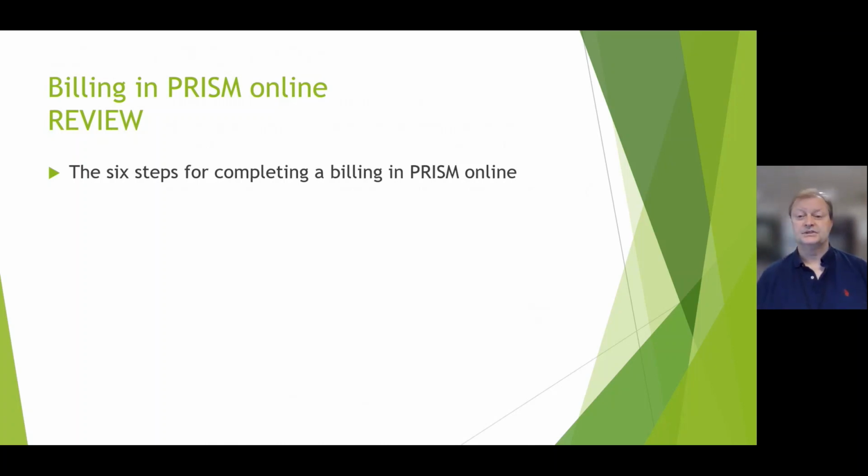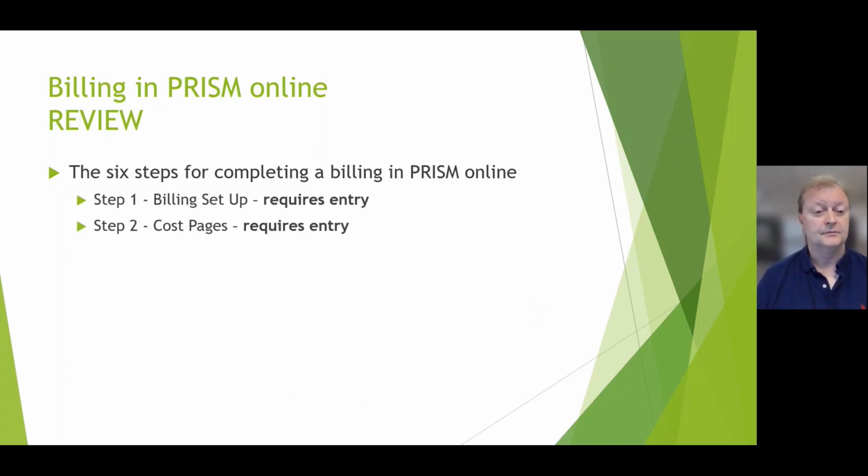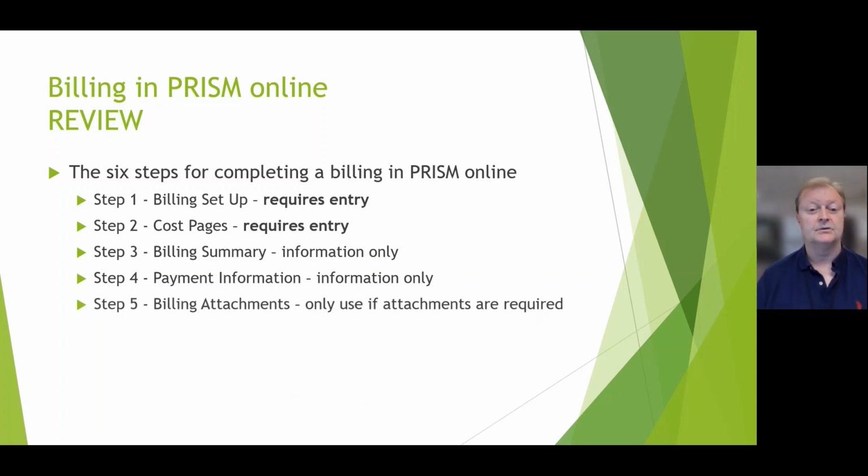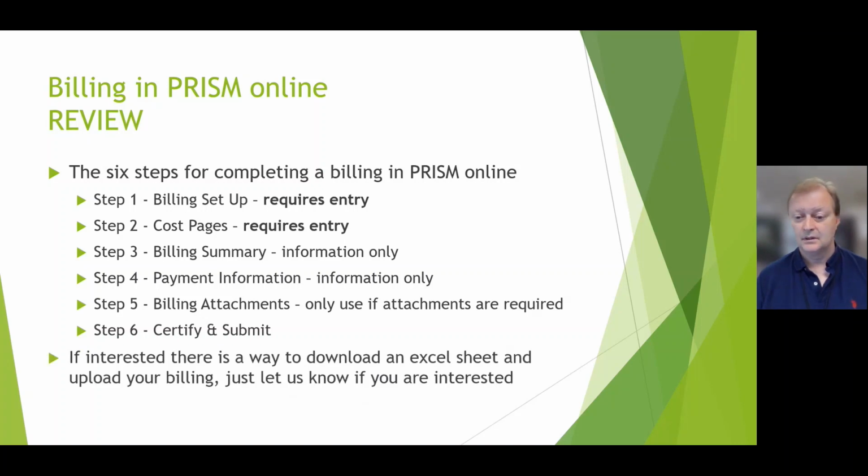And remember your 6 steps for completing a billing in Prism Online. Billing setup requires entry. Cost pages requires entry. Billing summary and payment information are information only. Billing attachments, only use if attachments are required. Certify and submit. Check for errors, certify and submit.